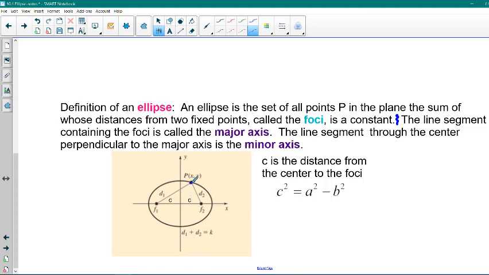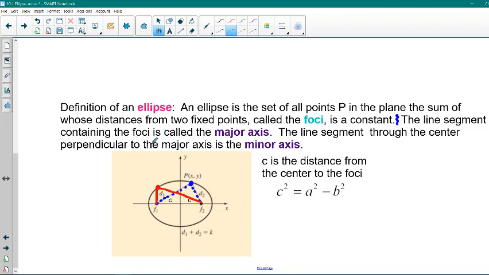If you pick any point on the ellipse and you add up the distance to each focus, whatever that is equal to, if I shift P to here and I find this distance and add it to that distance, you get the same thing every time. So the sum of the distances from those 2 fixed points is always going to be constant.